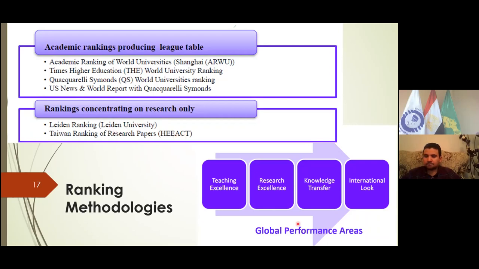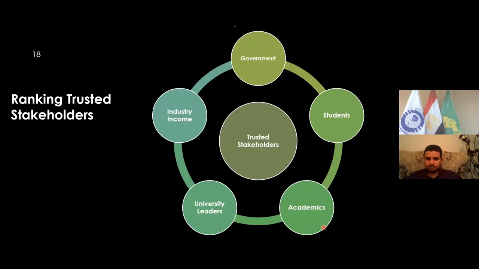The global performance areas differ somewhat from one to another, but for all of the first four they are teaching excellence, research excellence, knowledge transfer, and international outlook. These are the global performance areas they look at inside the ranking. For the stakeholders of the ranking, we would like to know who our stakeholders are: governmental, students, academics for sure, university leaders, and industry income. If you identify these and they are involved with you, for sure you can achieve a good ranking. And this good ranking feeds back to them: more income from industry, more income from government, also more income as more good students and good academics join you, and better leaders will lead us.